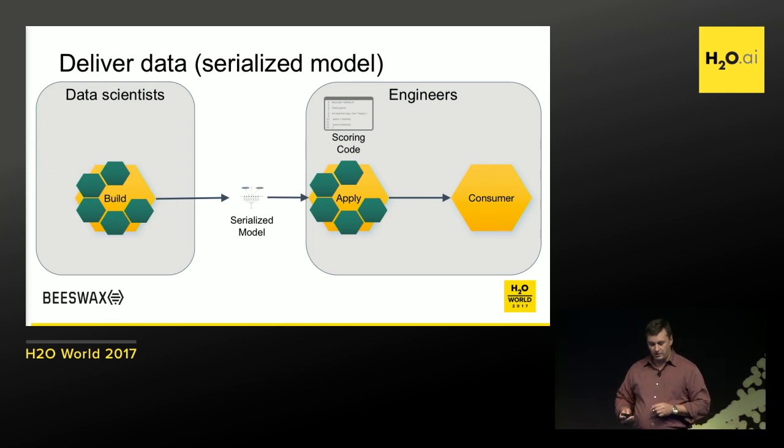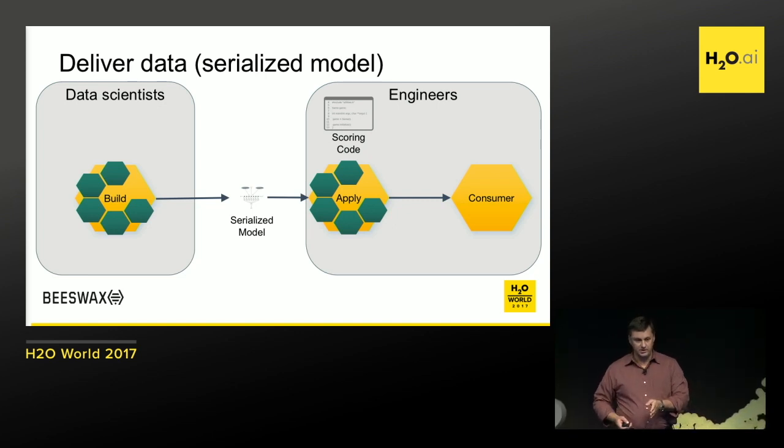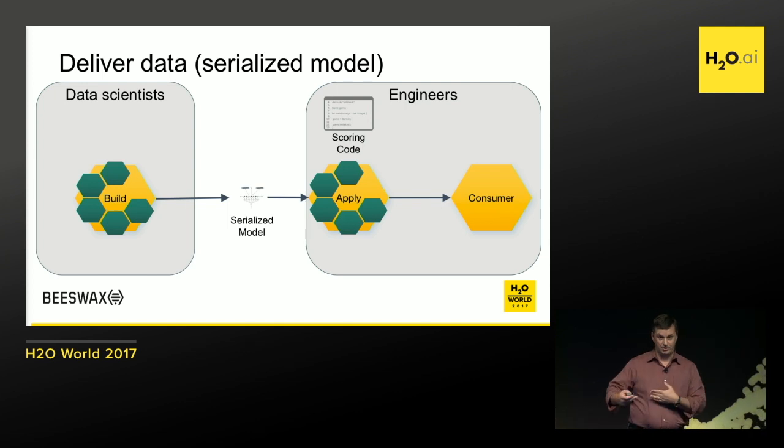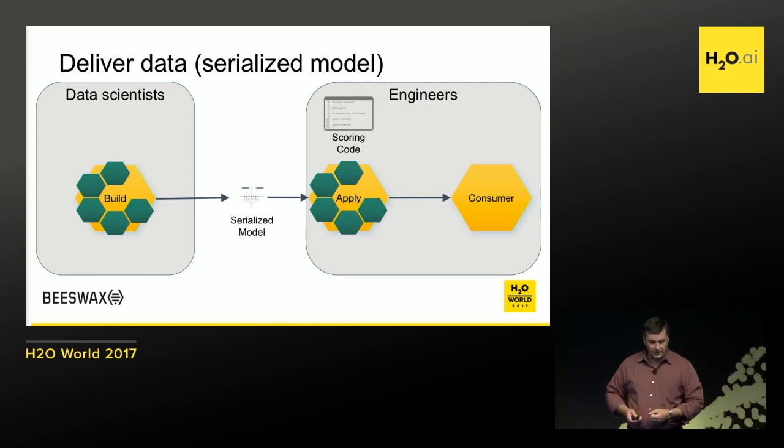Alternatively, we can produce the model, and maybe it's a pickled model or something, and the scoring code itself lives in engineering. Serialized model could be just coefficients, linear coefficients, in which case the scoring code is actually code that makes the multiplications. And that also works.